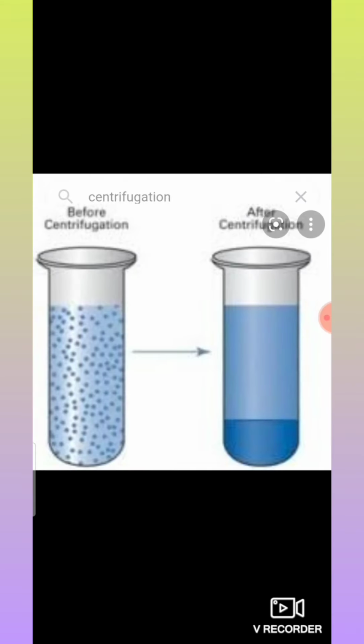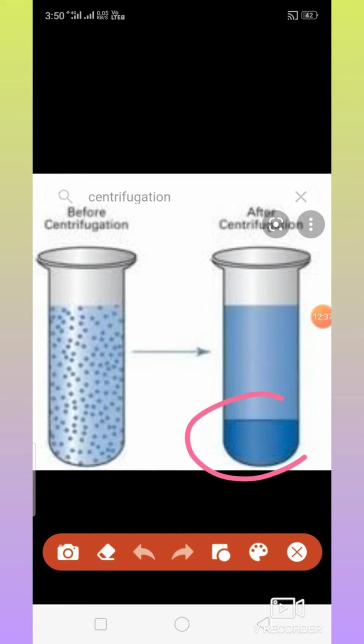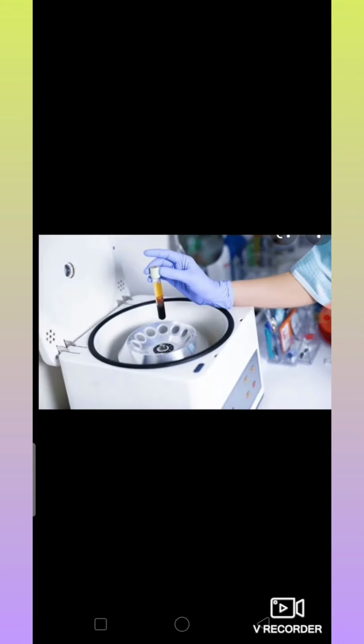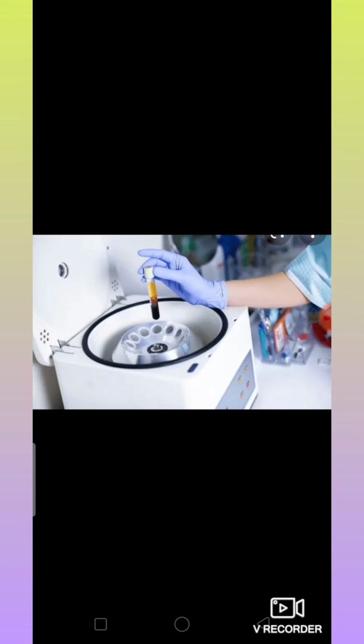See, before centrifugation, the solid particles are everywhere along with the liquid particles. After centrifugation, the solid particles come down and the liquid can be separated. A centrifuge rotates at a very high speed. On being rotated, by centrifugal force, the heavier solid particles move down and the lighter liquid remains at the top.